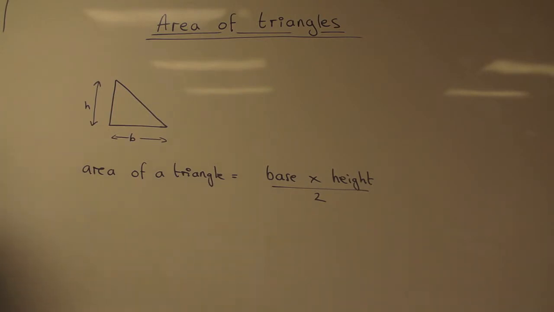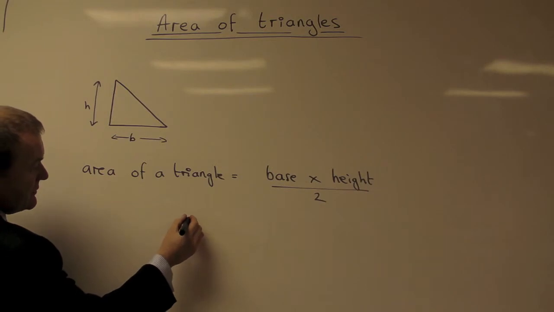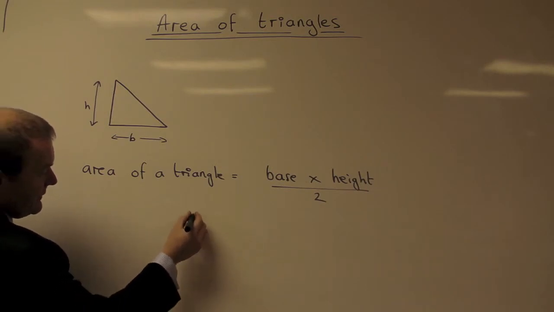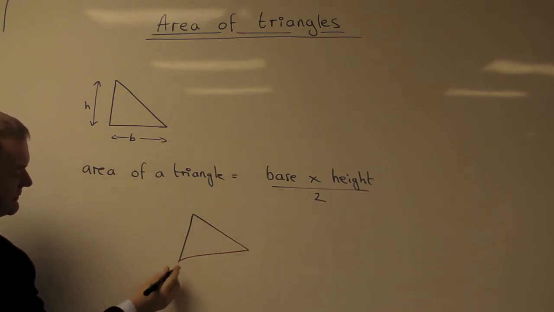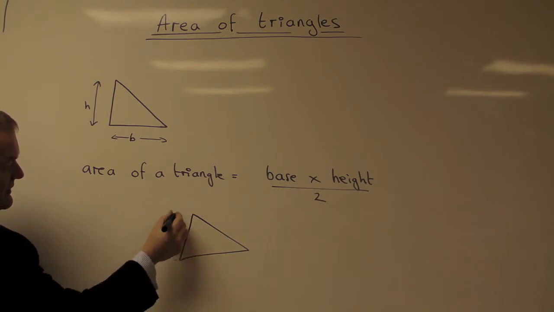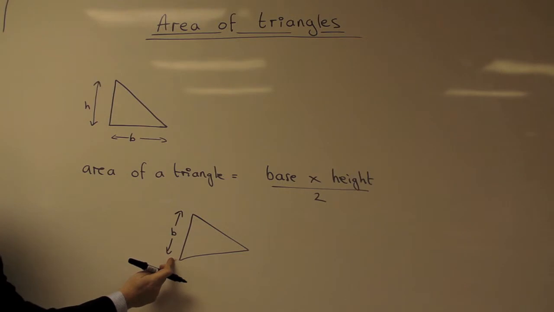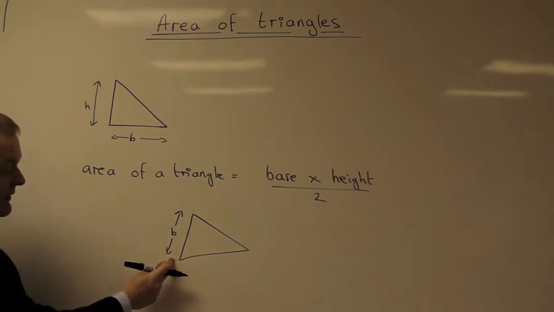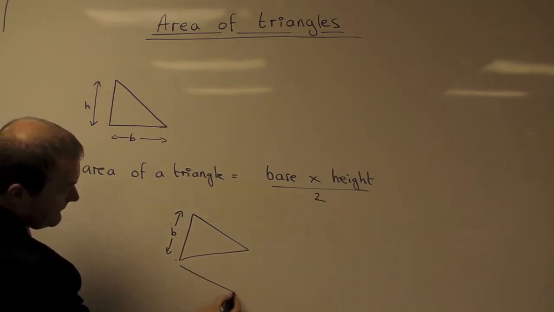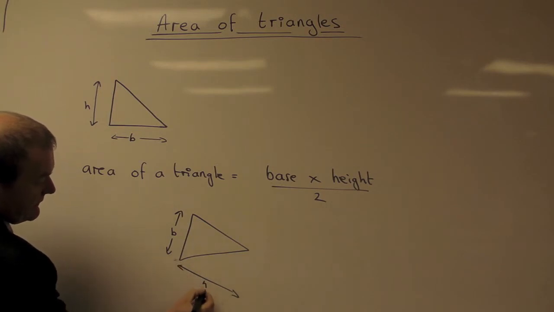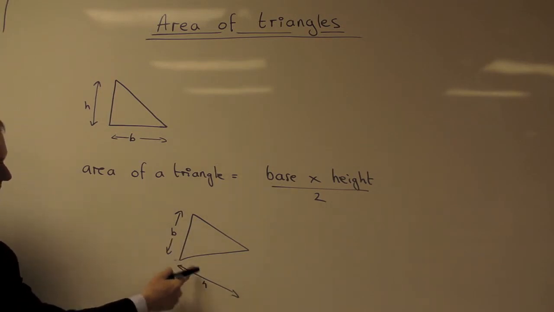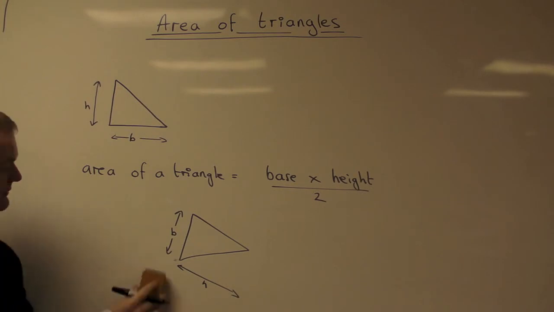It doesn't matter which side you use as the base, so a triangle might be slightly on its side. You could use this base, so the base is now this length, but then I need to use the corresponding perpendicular height, which would then be that height. So base times height divided by 2 would give me the area of that triangle.